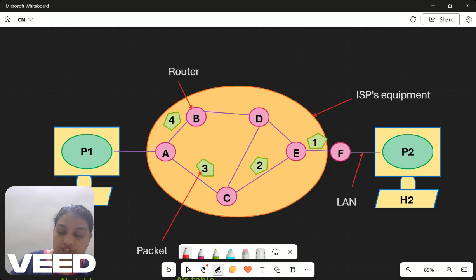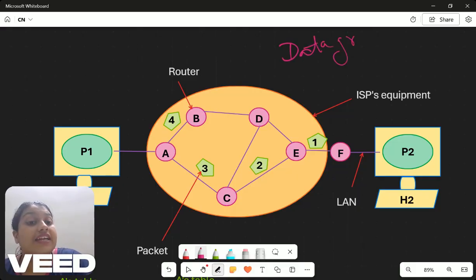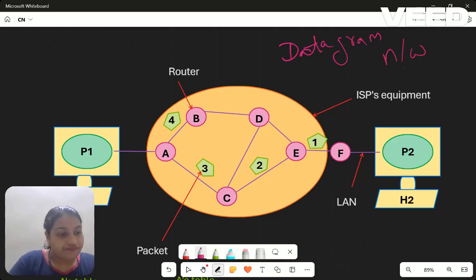And here in connectionless service, we don't need any setup. So no advanced setup is there. We call the packets datagrams. In connectionless service, the packets are called datagrams and the network is called a datagram network. This is in analogy with telegrams. Okay, so that is connectionless service.